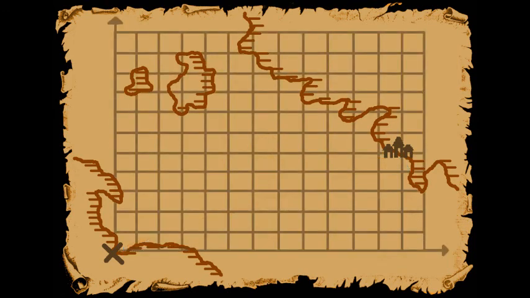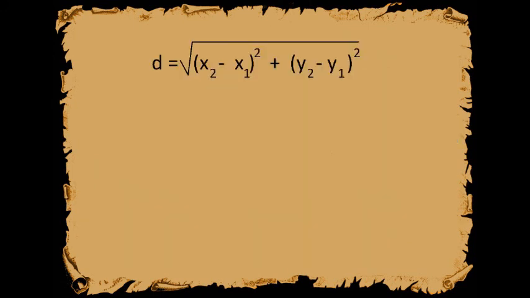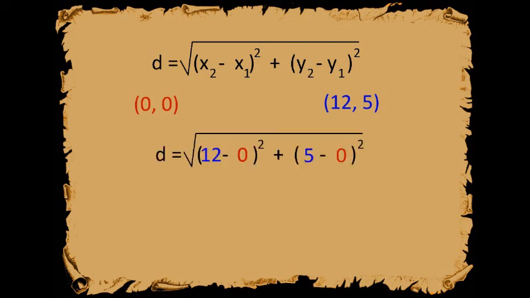Let's pretend that Sven is at the origin of the coordinate plane. The town is 12 units east and 5 units north. That puts the town at the coordinate 12, 5. We can use the distance formula to find out how far the town is from Sven. Using 0, 0 as point 1, that's where Sven is, and 12, 5 as point 2, we substitute the values into the distance formula equation.